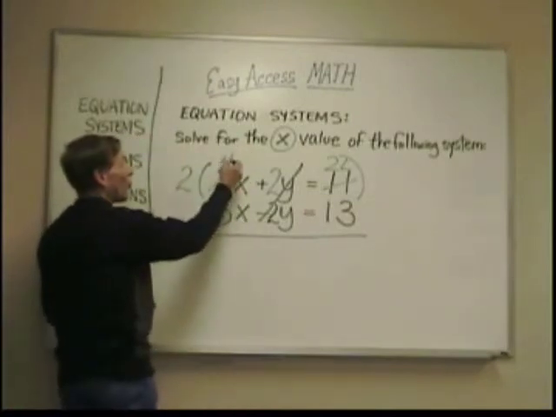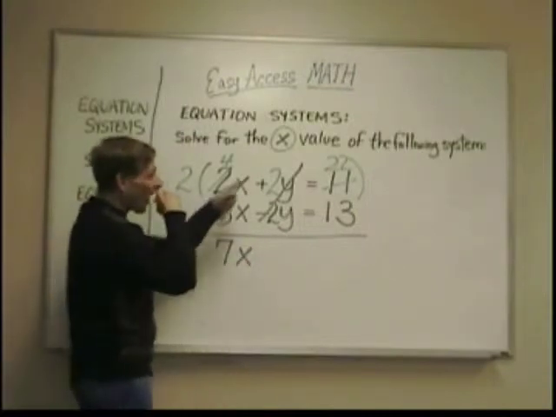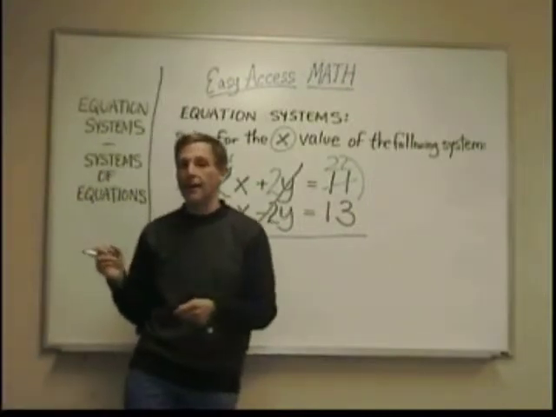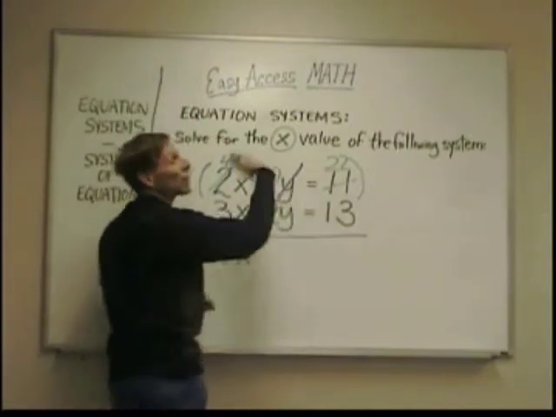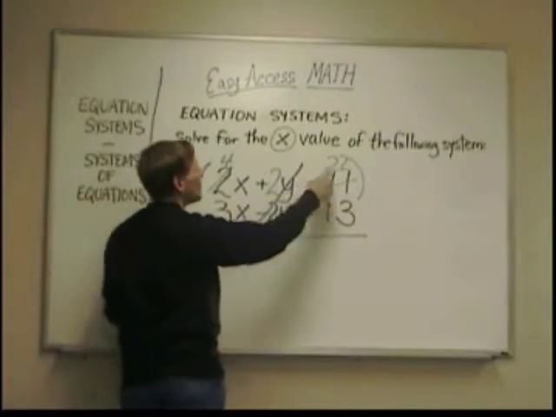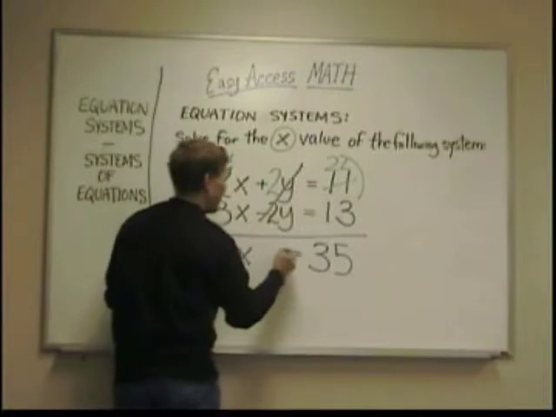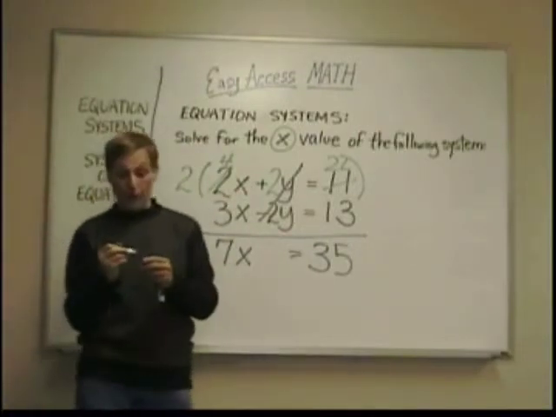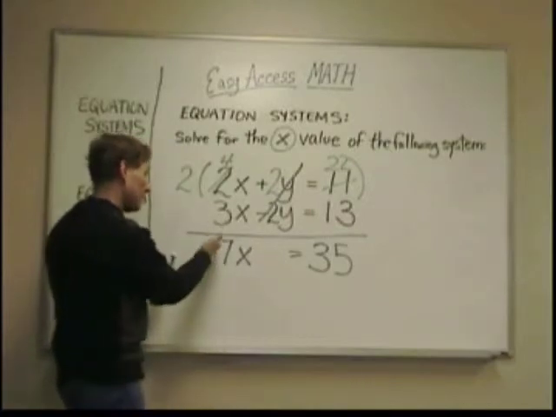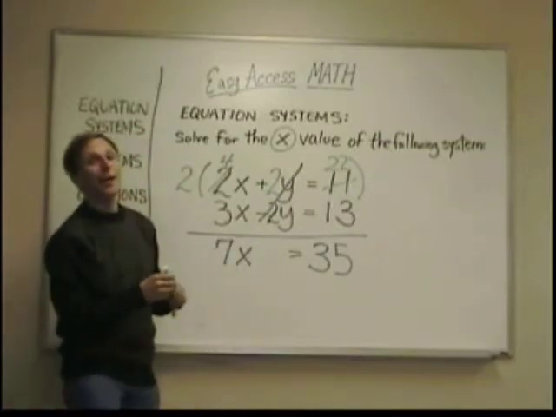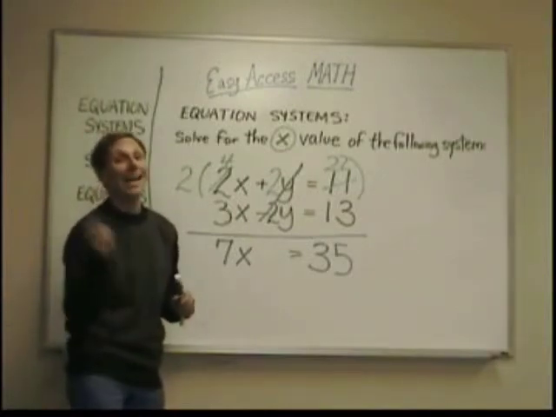Now I have 4 plus 3 is 7x. The y's canceled just like I wanted them to. And 22, I'm going with the changed numbers. 22 plus 13 is 35. So I have 7x equals 35. I'll divide. Remember, you're dividing sign and all, but here it's a plus. I don't have a sign. Remember, when you divide, you would divide the sign and all.